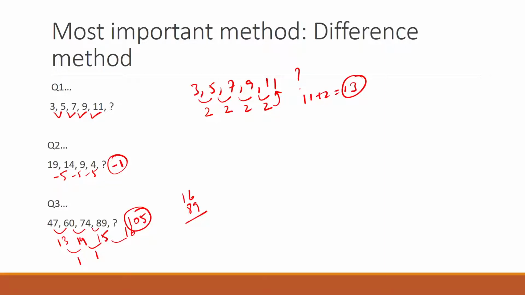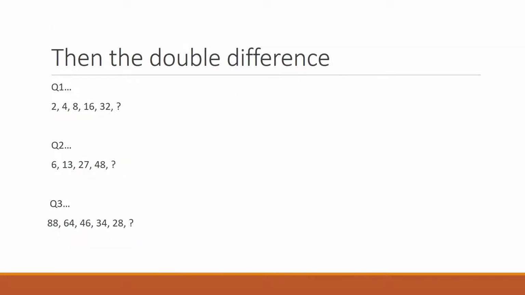So we would have understood the difference method. As soon as you receive a series, always calculate the difference between the consecutive terms to get a basic understanding. And if it is an easy question, we will directly solve that question using the difference method. Then comes the double difference method. If you have failed analyzing using the first method, then you go to the double difference method.